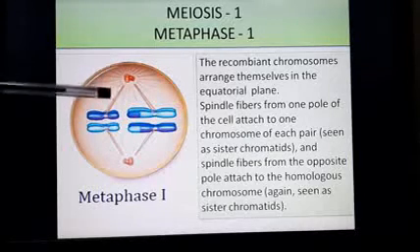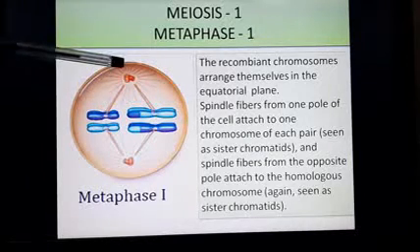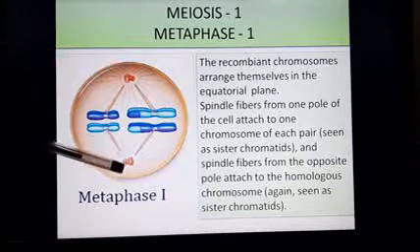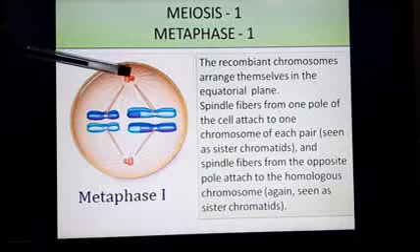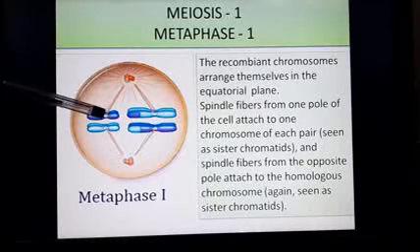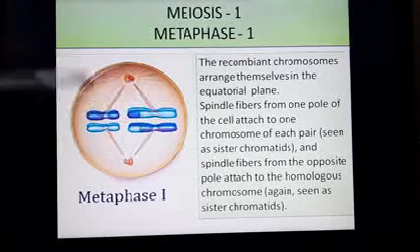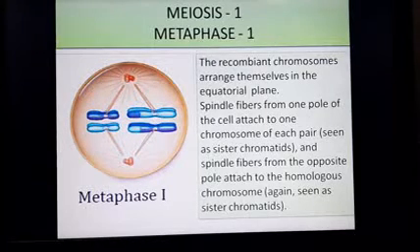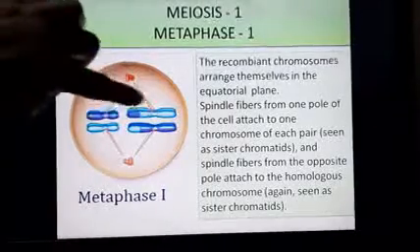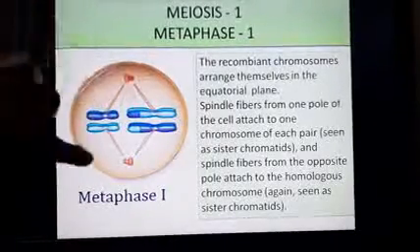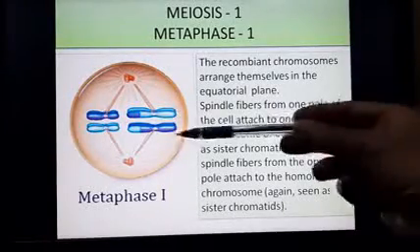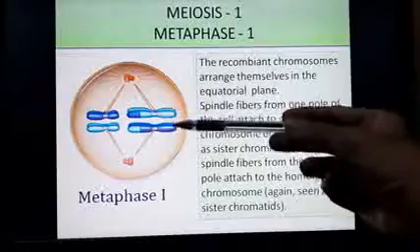And these spindle fibers are attached from the centrioles. The centrioles also have migrated by then to opposite corners. And the centrioles are joined to the centromere with the help of spindle fibers. Now this is slightly different because here the centrioles can just join the centromere of one chromosome and not of all the chromosomes. Okay, and here we can see the recombinant chromosomes.